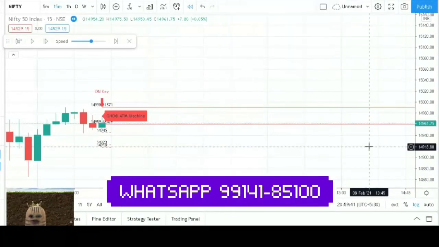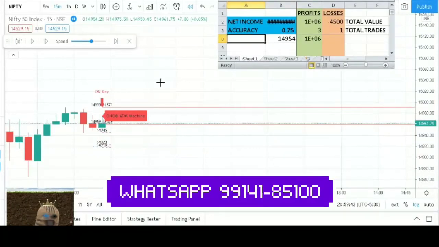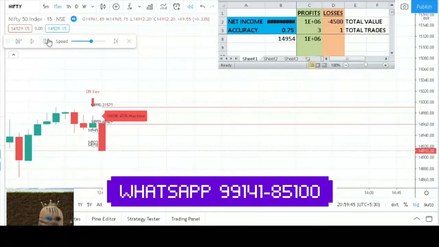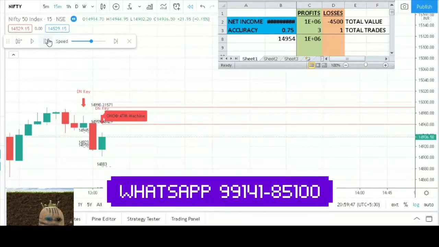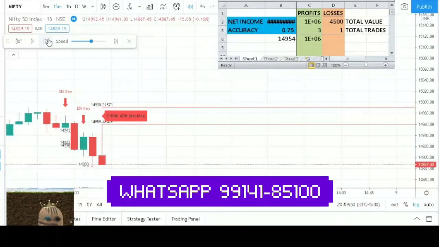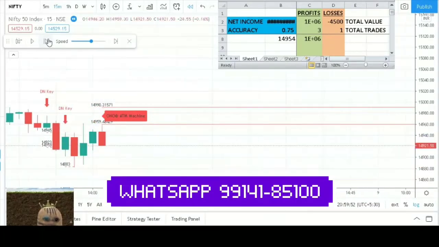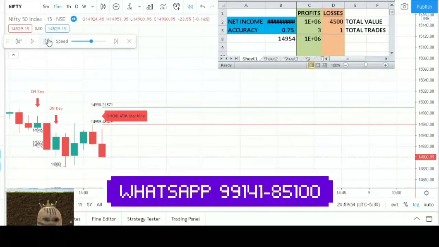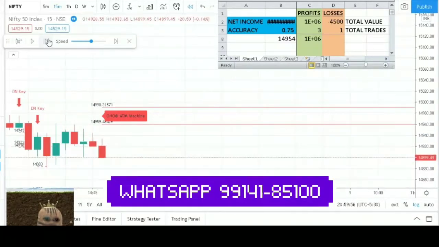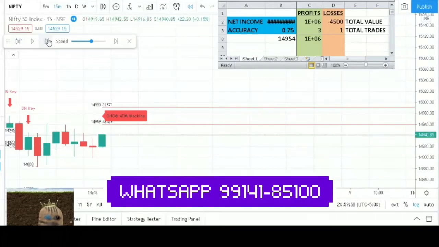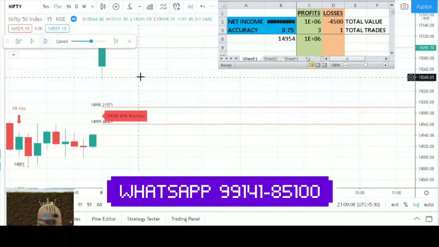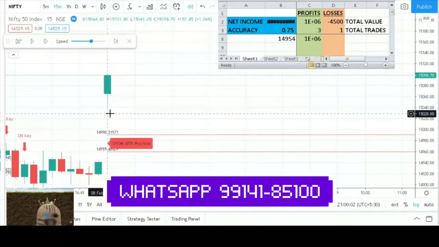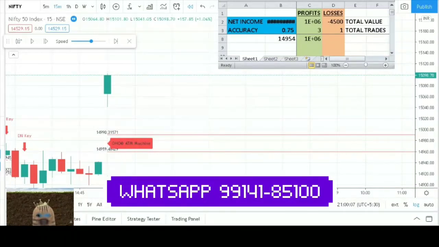Okay friends, we are selling here, and now let's take where we will buy. It's currently red and not closing above the machine, so we are selling and making money. Now it's closed above the machine, so we have to exit at the closing of this particular candle. It's 15098. So it's also a loss making trade.